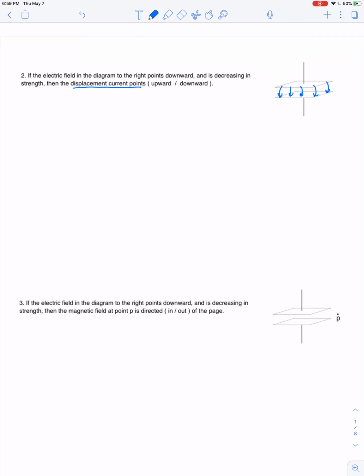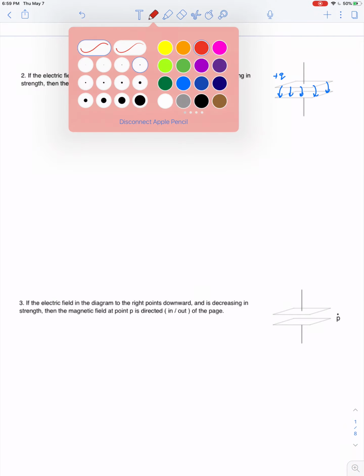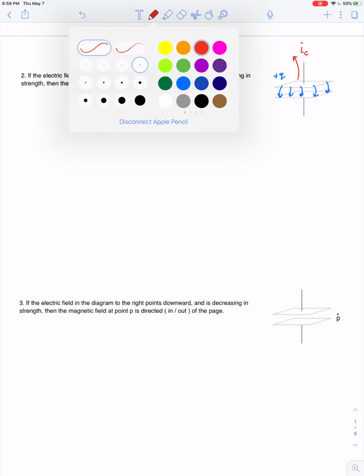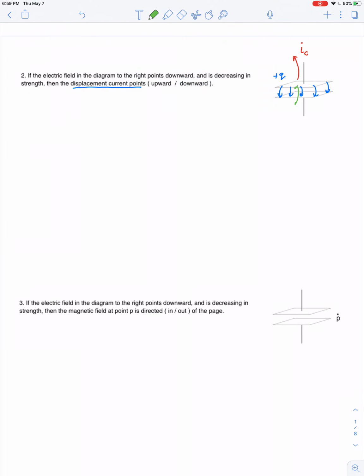Well, the only way the electric field can decrease in strength is if this positive charge is becoming less and less, which means we're pulling electric charge off of the plate and conduction current must be flowing in this direction. Well, the displacement current is just a sort of extension of the conduction current, so the displacement current will be pointing upwards. So basically, the displacement current doesn't necessarily point in the same direction as the electric field. The displacement current always points in the direction of the rate of change of electric field. And because this electric field is decreasing in time, even though the field lines point down, they have a rate of change that points up.